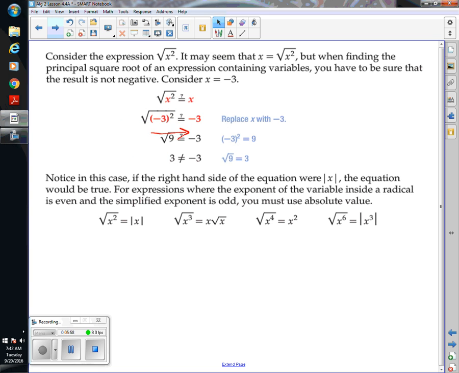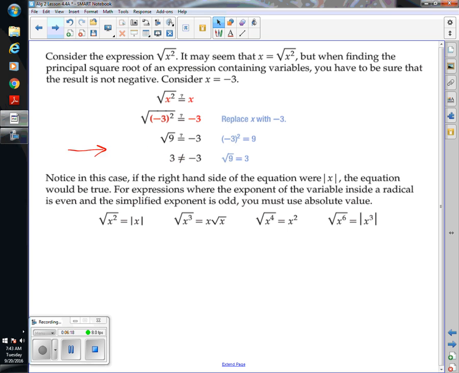What you get right here is a false statement. Now how do we take care of that? Well, what we do is that when we have a, I have to explain here. Notice in the case, if the right-hand side of the equation were the square of the absolute value of x, the equation would be true.